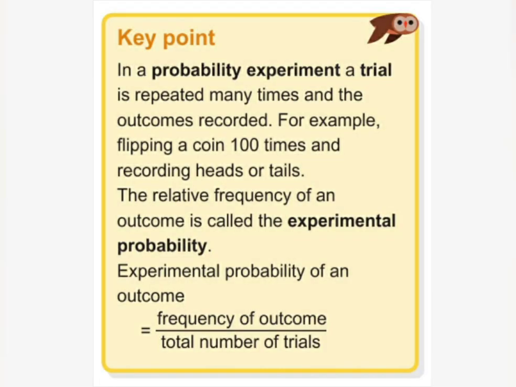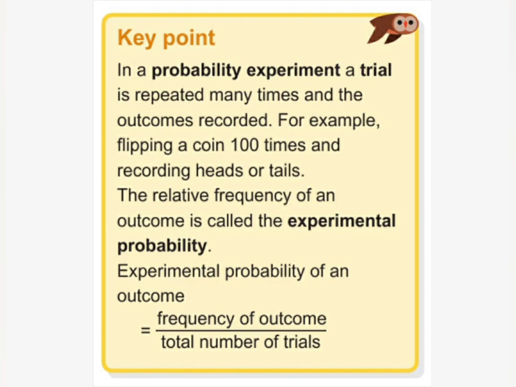Now, in this key point, we talk about experimental probability. In a probability experiment, a trial is repeated many times and the outcomes recorded. For example, flipping a coin 100 times and recording heads or tails. The relative frequency of an outcome is called the experimental probability. Experimental probability of an outcome equals the frequency of the outcome divided by the total number of trials.